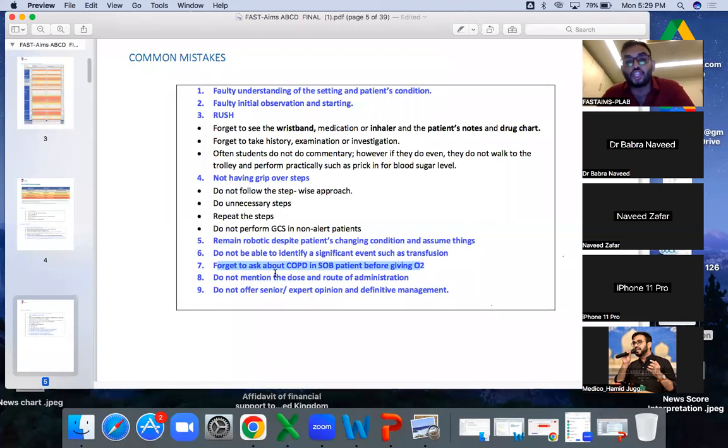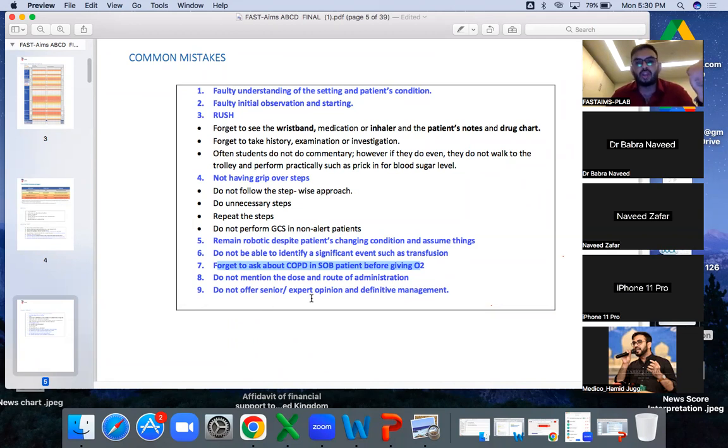People forget to ask about COPD before giving oxygen. The patient says, okay, I'm having shortness of breath. The patient's oxygen saturation is like 87. You do not ask about COPD or smoker's cough. We cannot give high flow oxygen to this patient because this can lead to type 2 respiratory failure. So that's why this is quite important. Also, people do not mention the dose and route of administration. In an emergency situation, you need to tell them the route of administration. You need to tell them the dosage and each and everything because they want you to know about that.